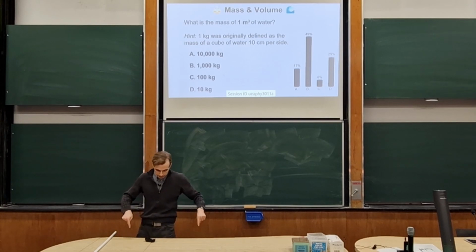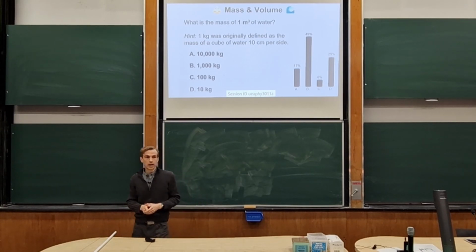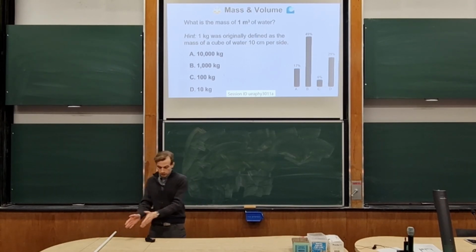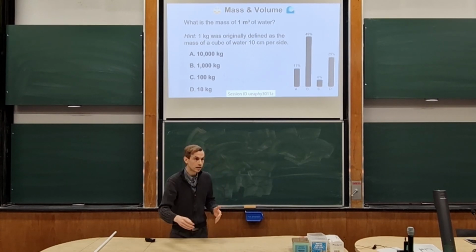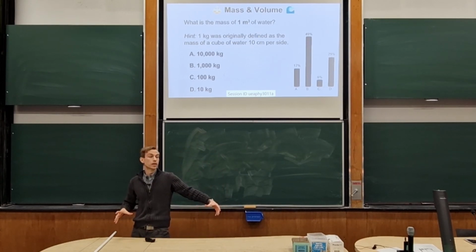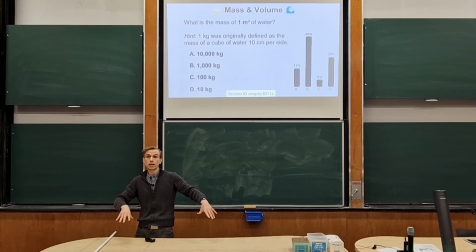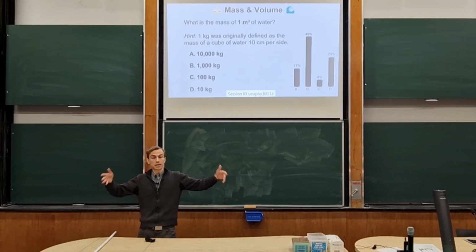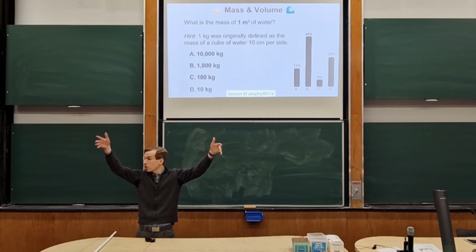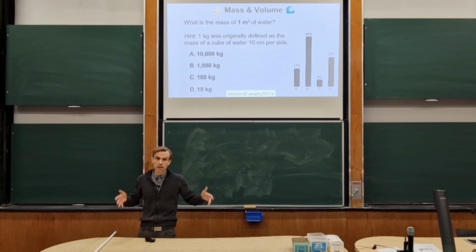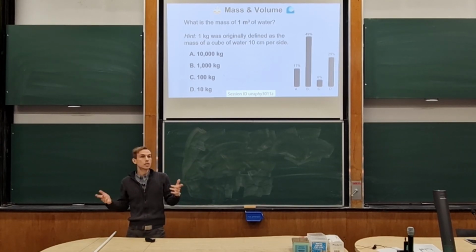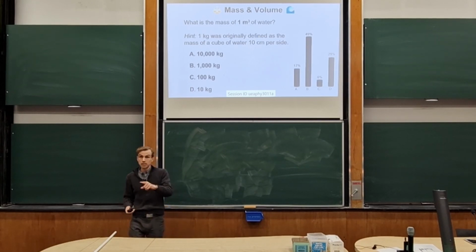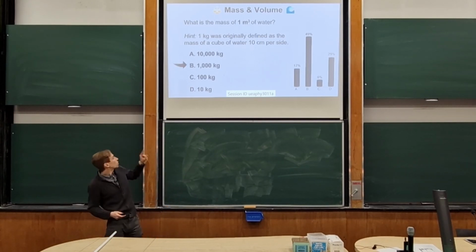Let's imagine we were laying out some cubes on the ground here. So we'd have 10 by 10. That's going to give us 1 metre squared of water. So we'd have 100 kilograms. And then we can stack 10 of those on top of each other. So we're going to have 10 times 100 kilograms to give us our metre cubed of water. So the correct answer is that our metre cubed of water is going to weigh 1,000 kilograms.